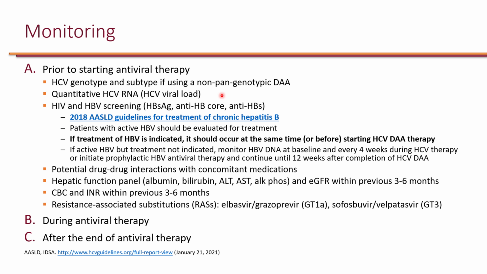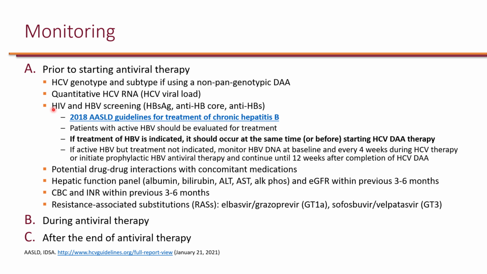Now, what we do need for all patients is to get a quantitative RNA viral load at baseline. So before we start, we need to know how much RNA is in the system, because that's how we can monitor to see if the treatment is actually working. Because once we start treatment, we want to see a drop quantitatively in the RNA viremia.